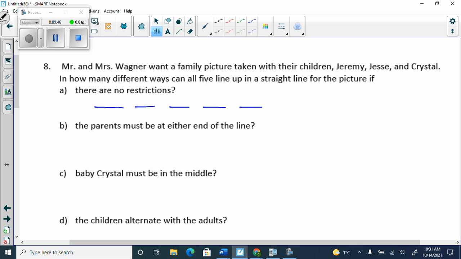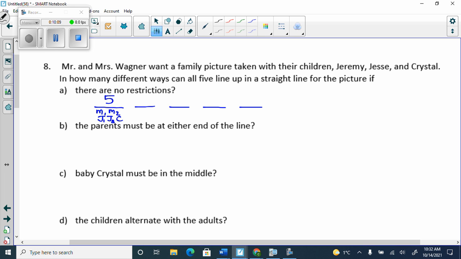Anyways, how many options do I have for the first blank? 5. I have Mr. and Mrs. Wagner, M1, M2. And then I have Jeremy, Jesse, and Crystal. Correct? J1, J2. Okay, so I listed all my options. Now, can I repeat them?